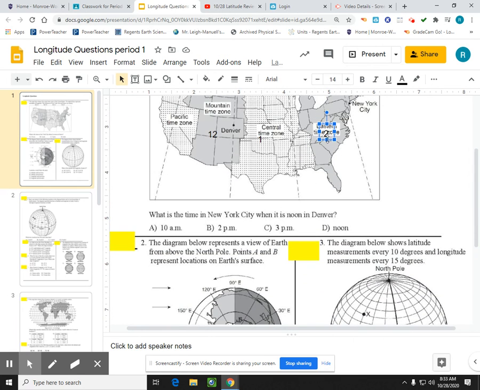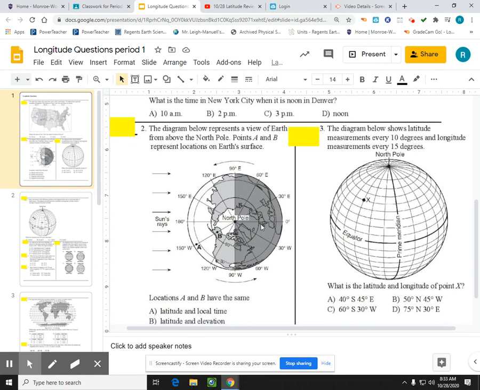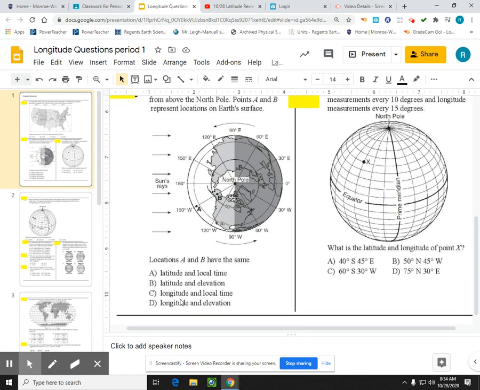The diagram below represents a view of Earth from above the North Pole. Points A and B represent locations on Earth's surface. So when we look at this, we're actually looking at a different way of looking at the Earth. We're looking down at the Earth from the North Pole. We have the sun's rays coming in here, the daytime side, the nighttime side. These spokes here are actually longitude spokes, and these circles right here are actually latitude rings, okay, because we're looking down from the north. So locations A and B would be on the same longitude line. Because they have the same longitude, they'd have the same local time.